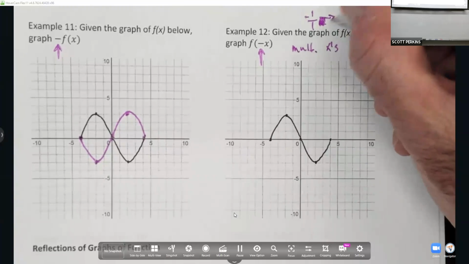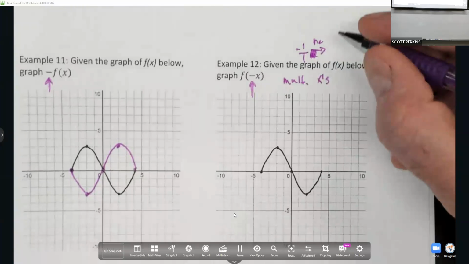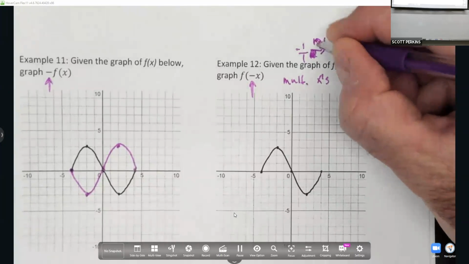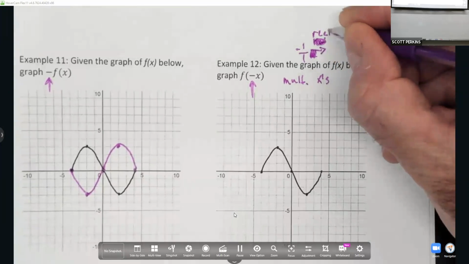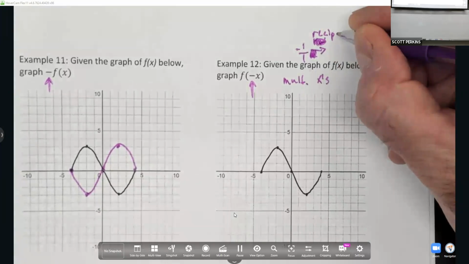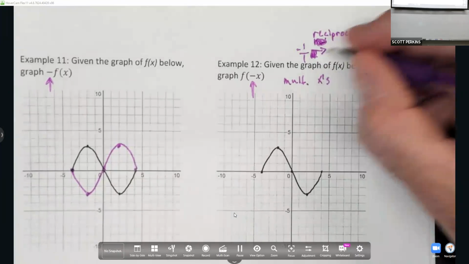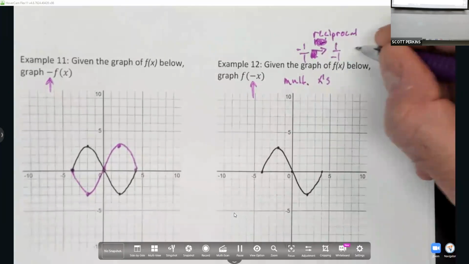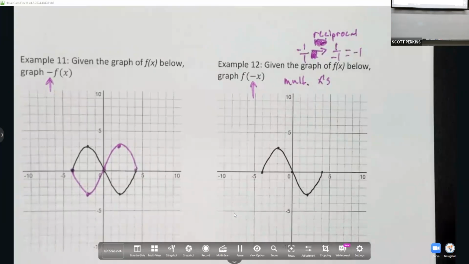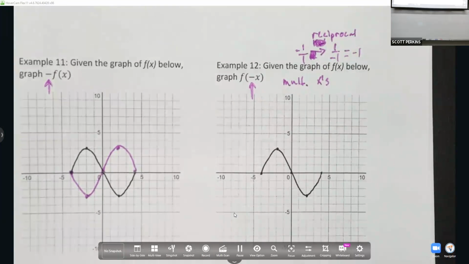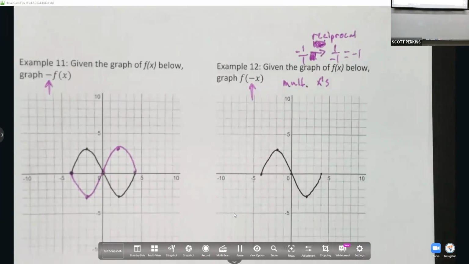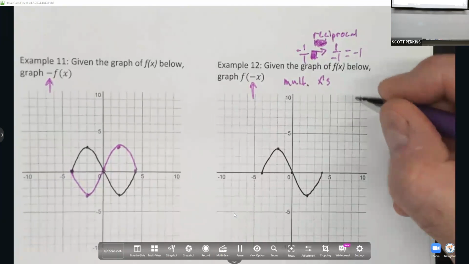Oops, the reciprocal, can you see that? Oops, I don't even know what I'm spelling there. There we go, it needed a C. So if I have -1 over 1, the reciprocal becomes 1 over -1, which is still just -1. The reciprocal means flip the number. So we're still multiplying by the reciprocal, which is just -1.